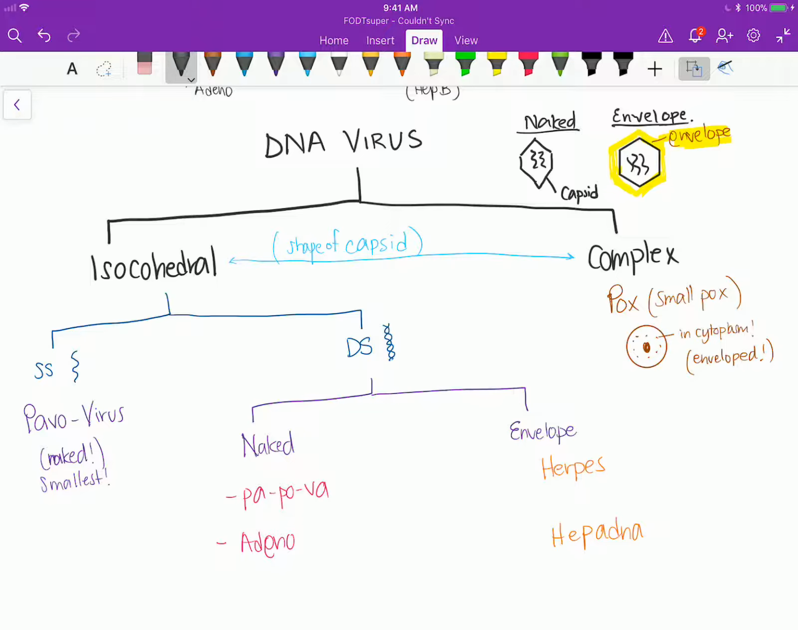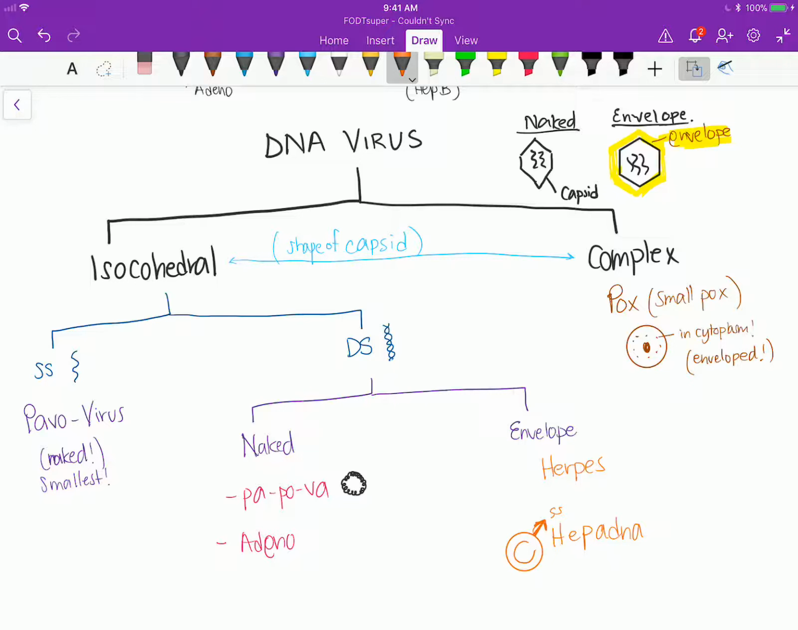Thing to notice, I'm going to draw this DNA here. You can see that it's supercoiled because the papovirus has a supercoiled DNA. The hepatitis has a DNA that is partially double-stranded. So to do that, you can tell that it's partially double-stranded. This area is not. This area is single-stranded right here.